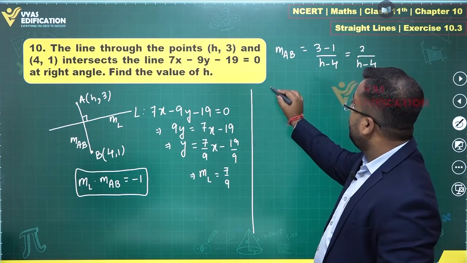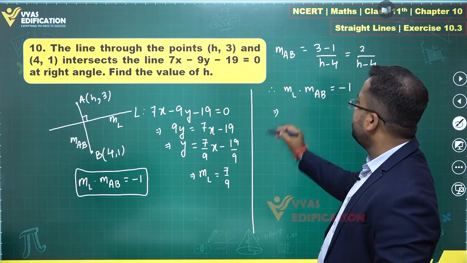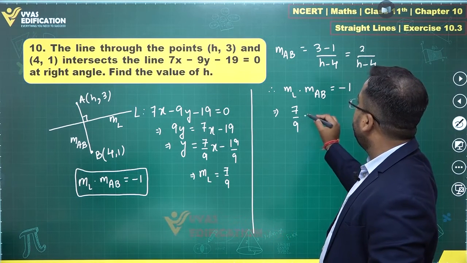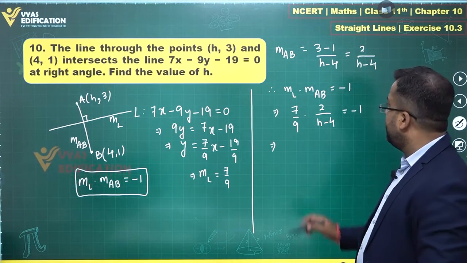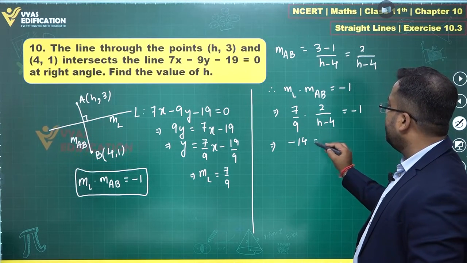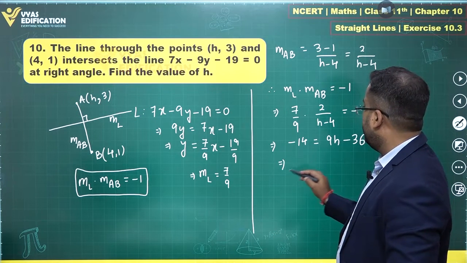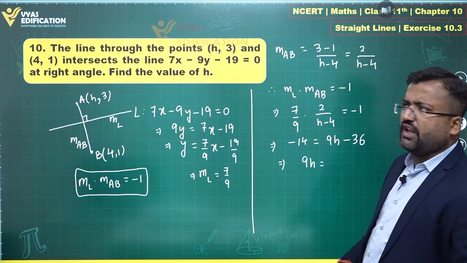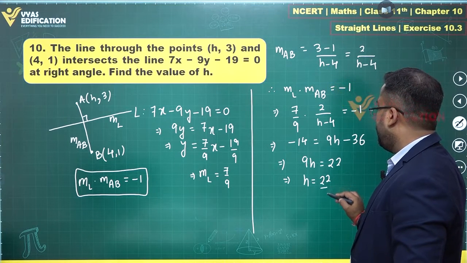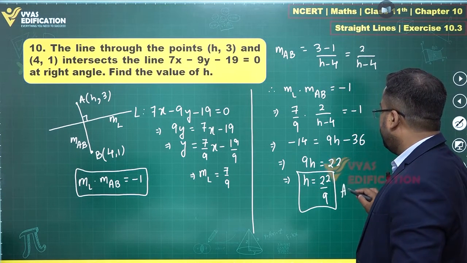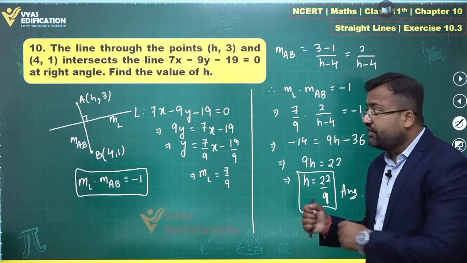M of AB. Therefore, m of L into m of AB is equal to -1 implies 7 by 9 into 2 upon h minus 4 is equal to -1, and this tells me that, okay, this is a 14, let's bring that minus over here, and on the right hand side you get 9h minus 36, okay, and what else, 9h will be equal to 36 minus 14, what is that, that's 22, and this further tells me h will be equal to 22 upon 9, which is the required answer for this particular question over here. This is 22 upon 9. That's the final answer for this particular question.